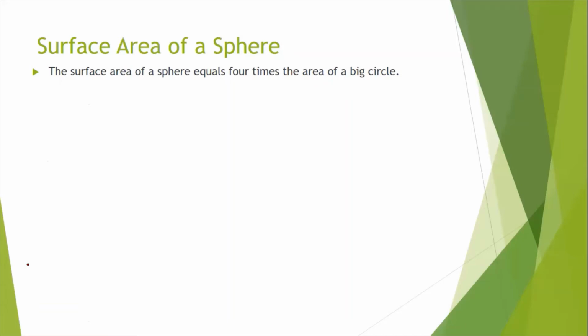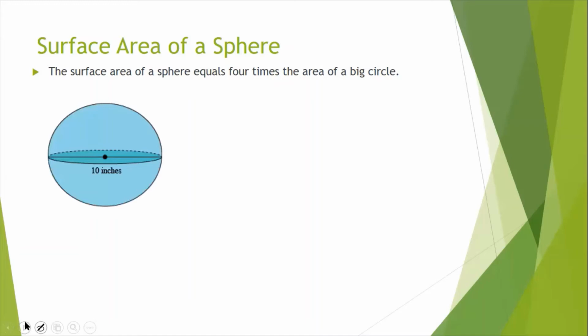Now this time, let's continue about the surface area of a sphere. The surface area of a sphere is equal to 4 times the area of a big circle. So for example, we have here a sphere, and the formula used to find the surface area is 4 times pi times r squared.